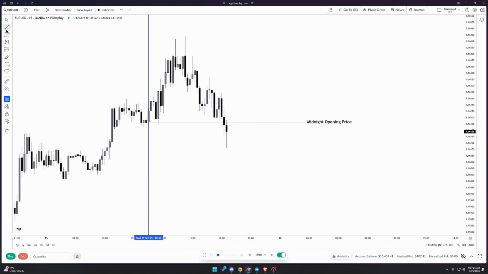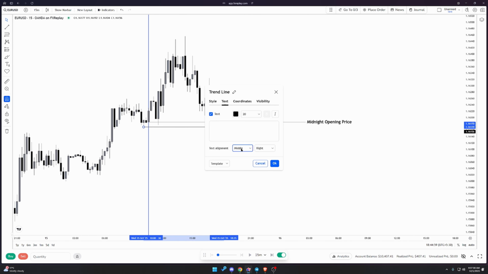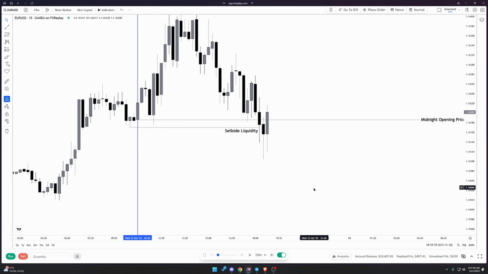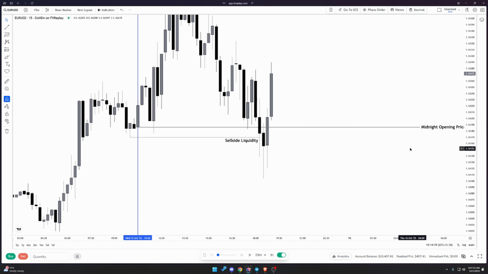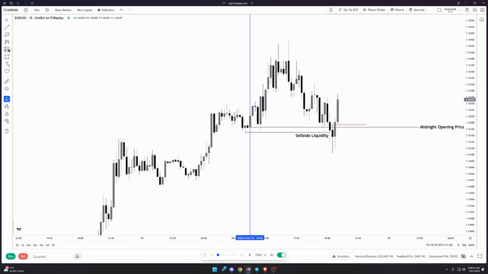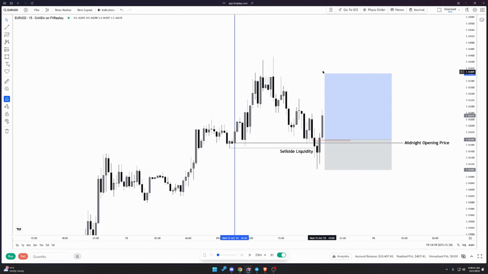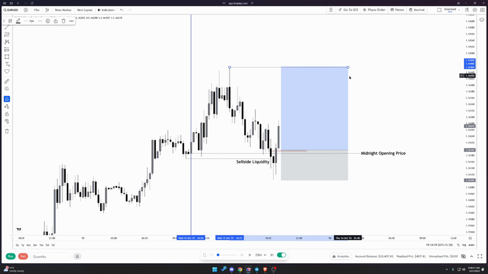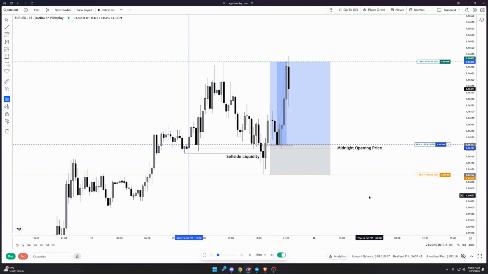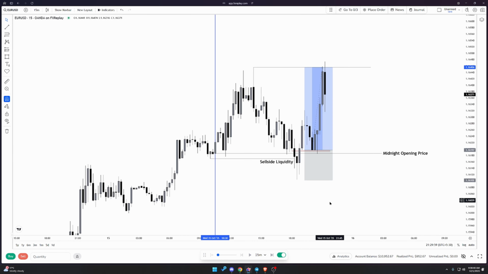So notice here the price goes below the midnight open and then swept a sell-side liquidity. So now we just want any confirmation. Look here, we have an inverse fair value gap. So we will enter on this gap, place our stop below the low, and target the buy-side liquidity. Once again, a clean and quick target. It's that simple.